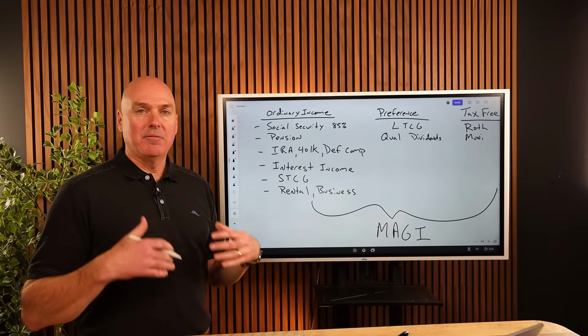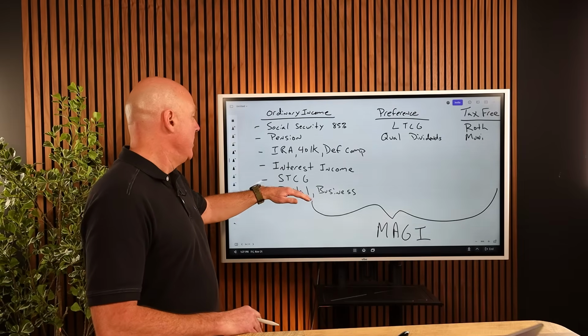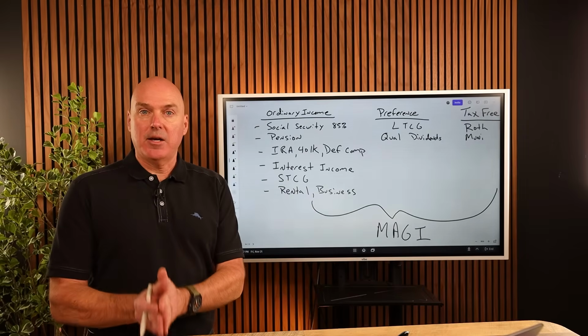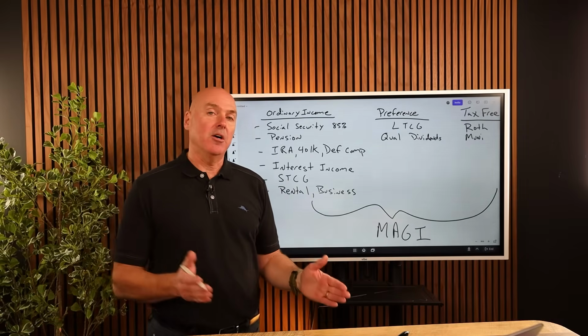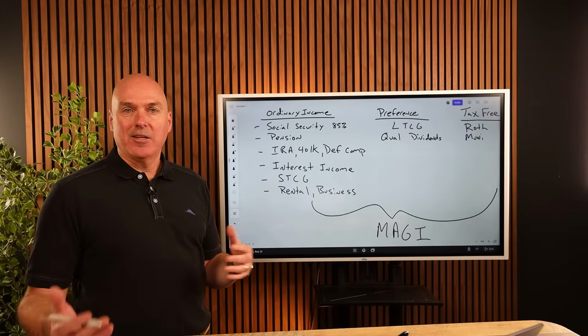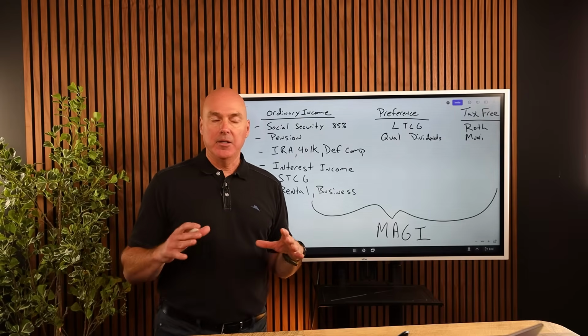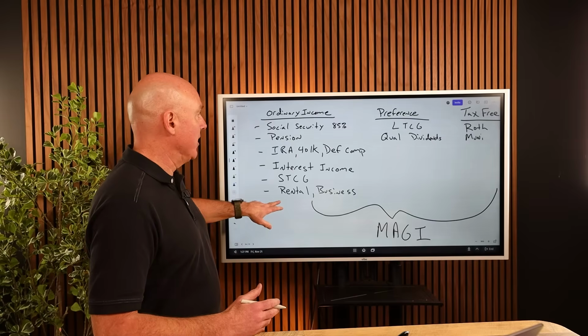Any interest income from CDs or bonds that's taxable interest, that's going to be part of that. Short-term capital gains, sales of investments that are at a gain that you've held for less than 12 months. And then if you have any other miscellaneous things like rental income, business income, that's all going to be part of that ordinary income, and you're going to be paying that at those tax brackets.